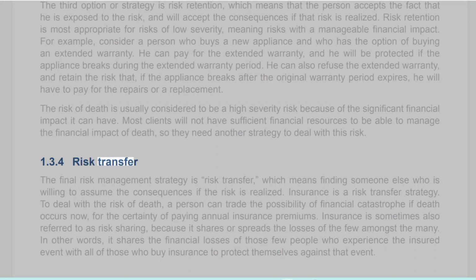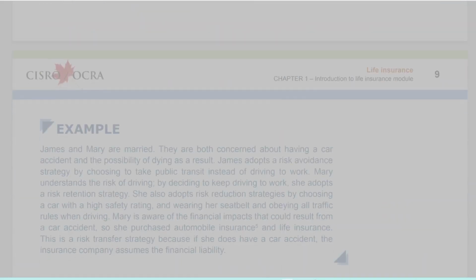1.3.4 Risk Transfer. The final risk management strategy is risk transfer, which means finding someone else who is willing to assume the consequences if the risk is realized. Insurance is a risk transfer strategy. To deal with the risk of death, a person can trade the possibility of financial catastrophe if death occurs now, for the certainty of paying annual insurance premiums. Insurance is sometimes also referred to as risk sharing, because it shares or spreads the losses of the few amongst the many. In other words, it shares the financial losses of those few people who experience the insured event with all of those who buy insurance to protect themselves against that event.